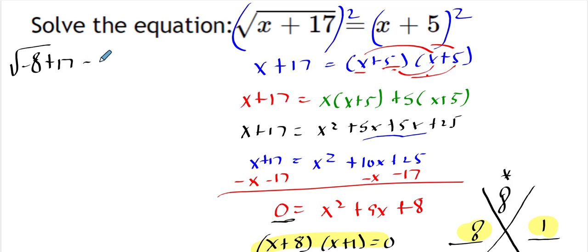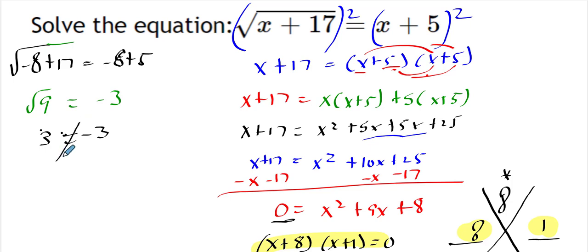-8 plus 17 equals -8 plus 5. Now, that right there should give me square root of 9 is equal to -3. Square root of 9. Square root of 9 is what? 3. Does 3 equal -3? No, it does not. So -8 is not a solution. Okay, -8 is not a solution.